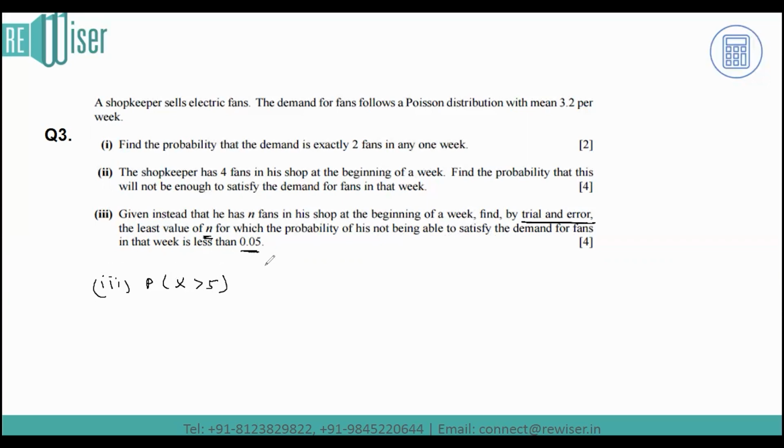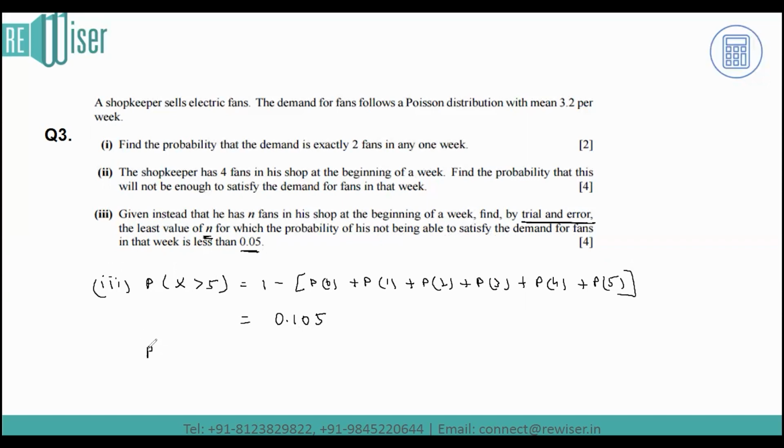So if I'm calculating the probability of x greater than 5, I have to do 1 minus P0 plus P1 plus P2 plus P3 plus P4 plus P5. So if I put it into the Poisson distribution formula, the answer that I get from here is 0.105, which is greater than 0.05.